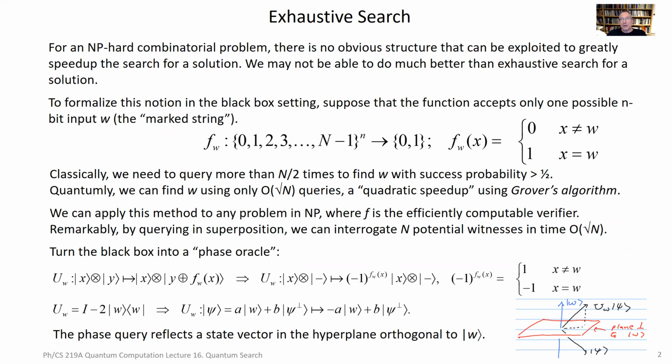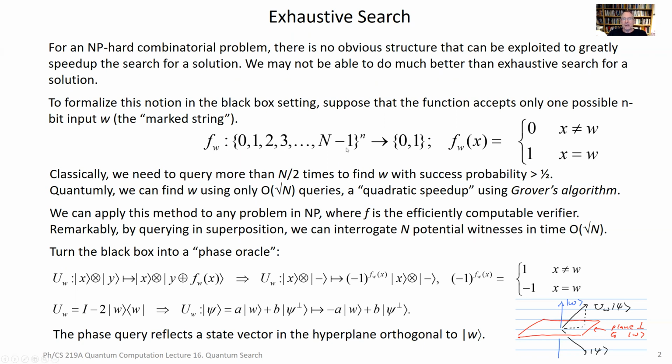In some cases, we really don't know a much better method than exhaustively searching for a solution. And to formalize that so we can study it more deeply, we'll consider it in the black box setting, where there's a function which you can think of as a model of a verifier, and there's just one possible n-bit string that it will accept out of 2 to the n possible strings. This function evaluates to 1 for one and only one string. Let's call that string W.